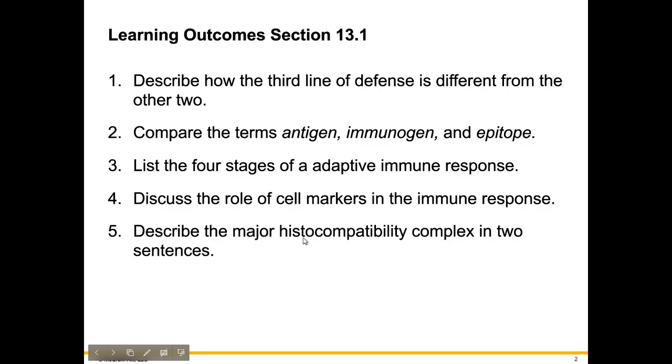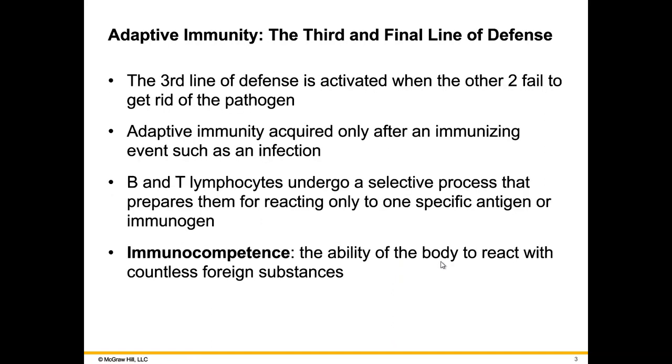So here we have at first a couple of learning outcomes for the section. We're in 13.1 right now. The 13.1 section, again, is going to give us an introduction to our adaptive immunity. That is our third and final line of defense that will come into play if a pathogen makes it past the first or second line of defense. So it is activated when the other two fail to get rid of the pathogen. The adaptive immunity is only acquired after an immunizing event, such as infection, which means exposure of our adaptive immune system to some sort of pathogen.